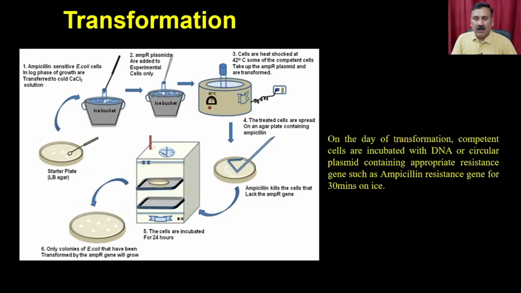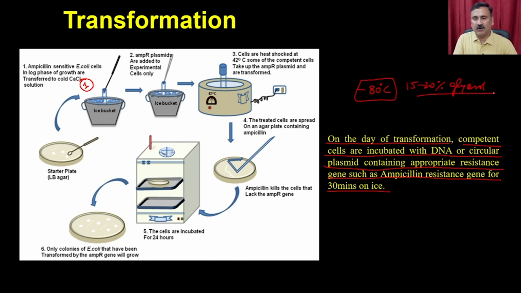So, how are you going to do the transformation? On the day of transformation, competent cells are incubated with the DNA, or the circular plasmid containing appropriate resistance genes such as the ampicillin resistance gene, for 30 minutes on ice. This is step number 1. In step 1, you are going to thaw the competent cells, because remember that the competent cells are stored at -80 degrees Celsius in 15 to 20% glycerol. So first you thaw the cells, and then you use them for transformations.